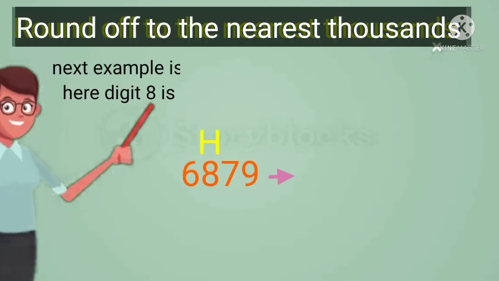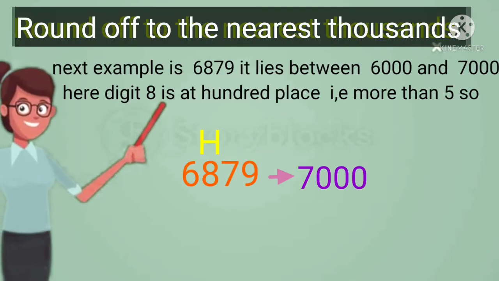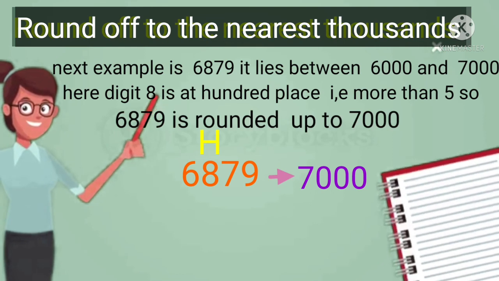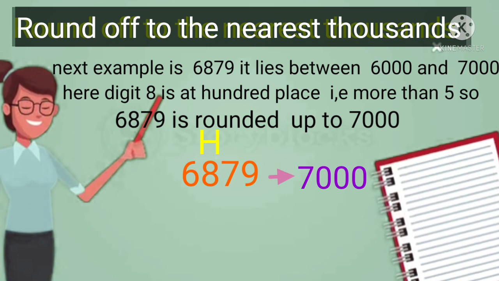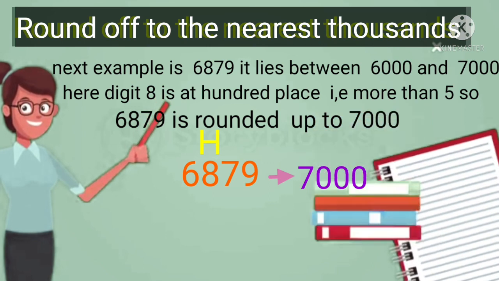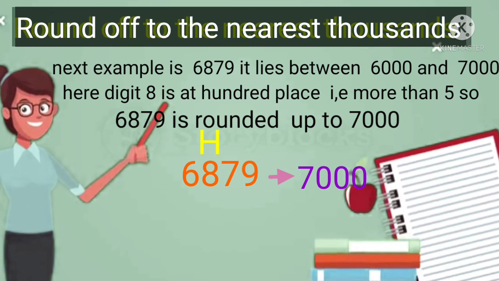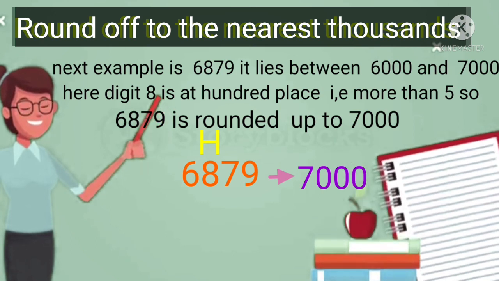The next example is 6879. It lies between 6000 and 7000. Here the digit 8 is at the 100 place, which is more than 5. So 6879 is rounded up to 7000.